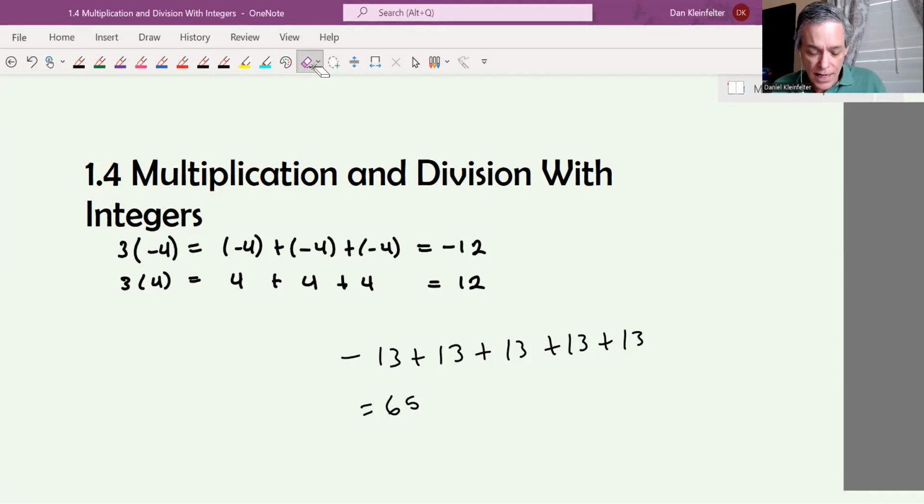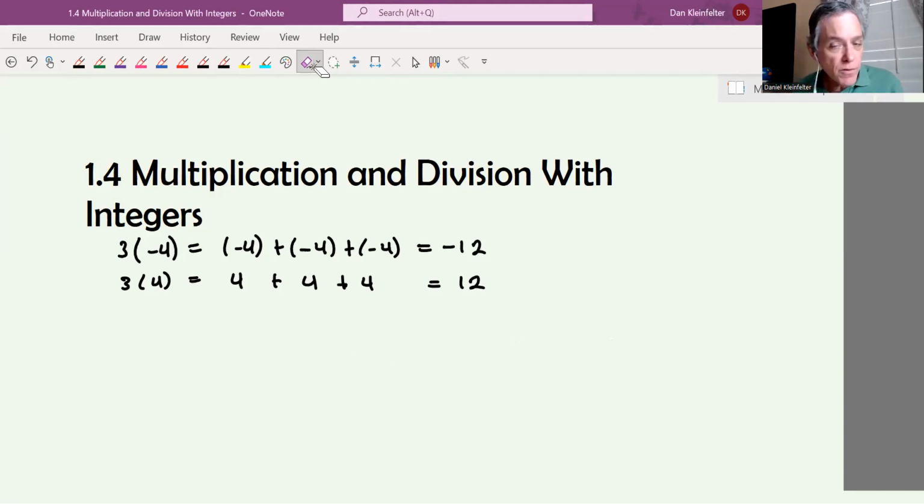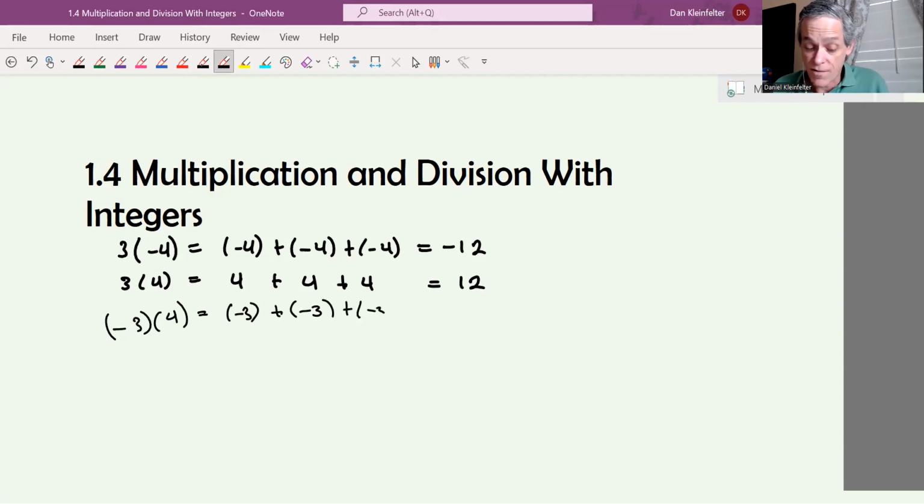While a couple of examples don't prove anything, it is at least suggestive, and we'll base our ultimate conclusion on that. What if our first number was negative, like -3 times +4? Now the front number is negative. Well, still we could look at this as adding together -3s, and we're going to add together 4 of them. And still, we're going to obtain -12 for that. So far it's looking like if we multiply a negative number times a positive number, we get a negative answer.